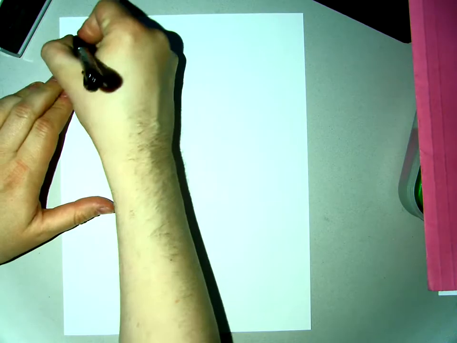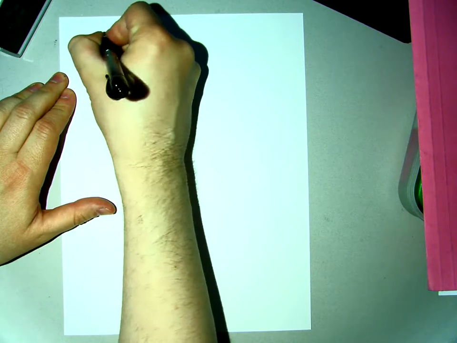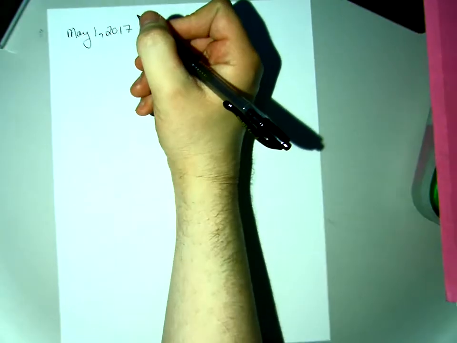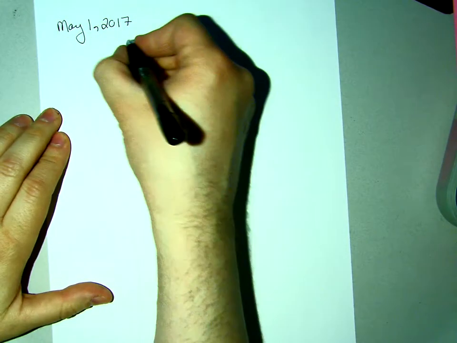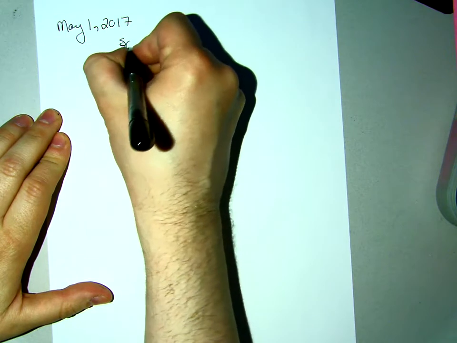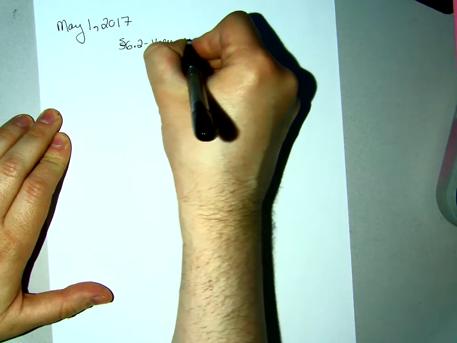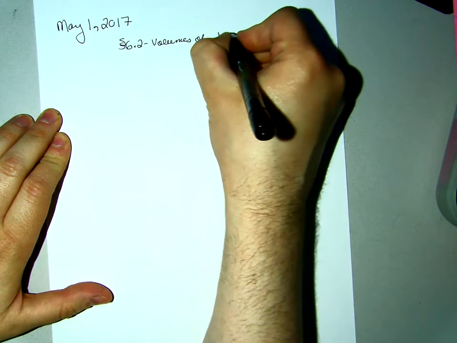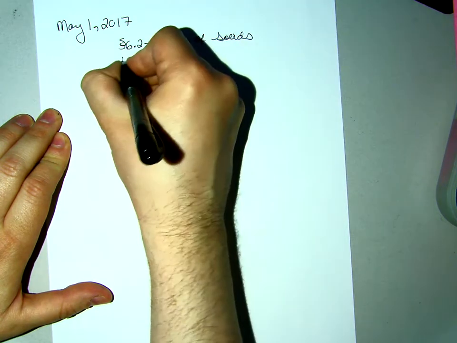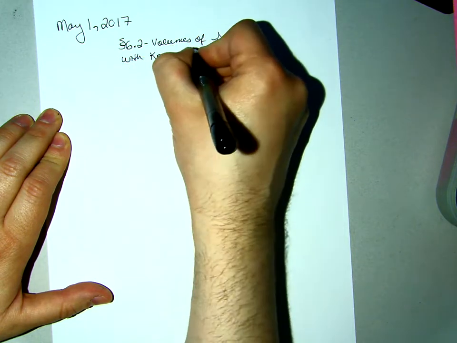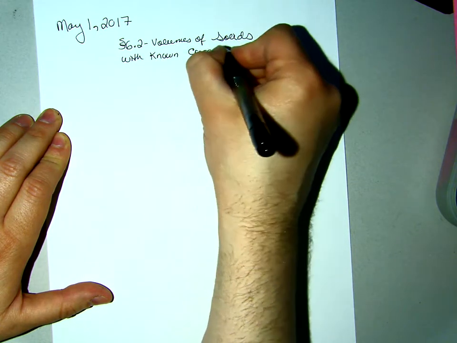Okay, so it is May 1st. And we are still looking at section 6.2. We are finishing 6.2 today: volumes of solids with known cross sections.